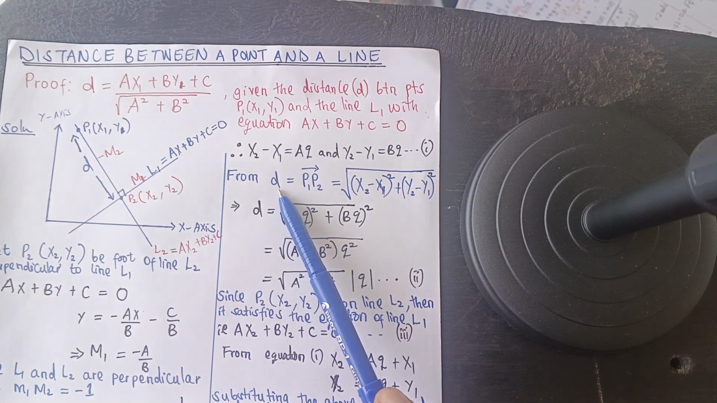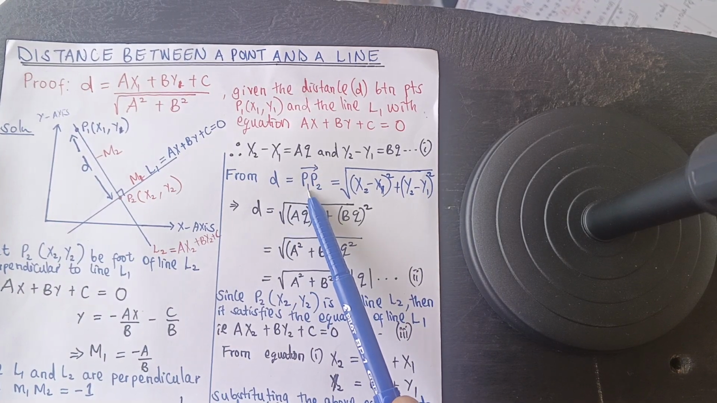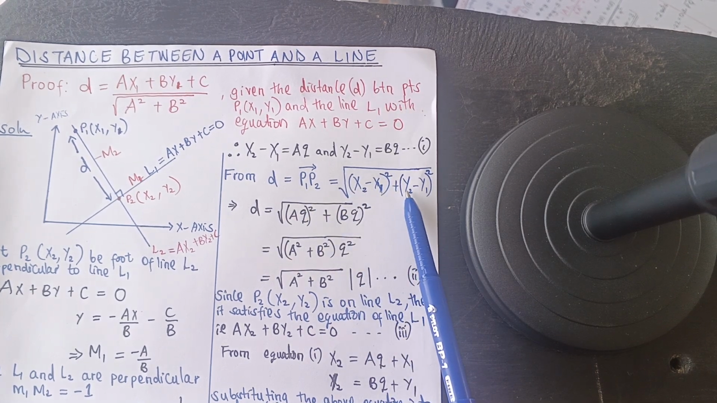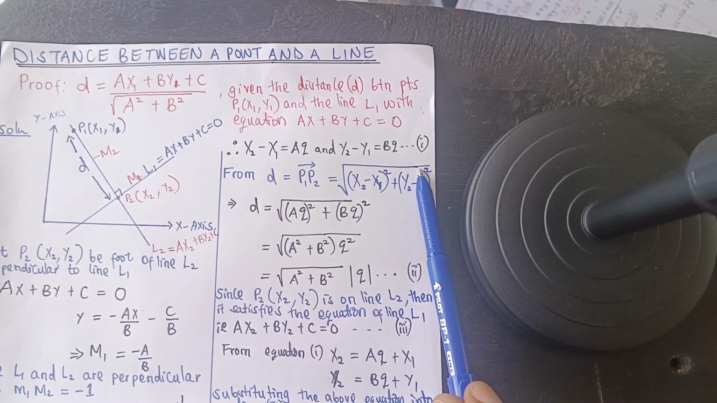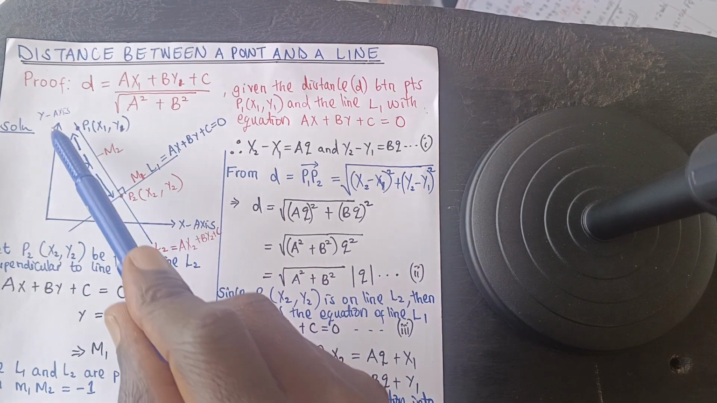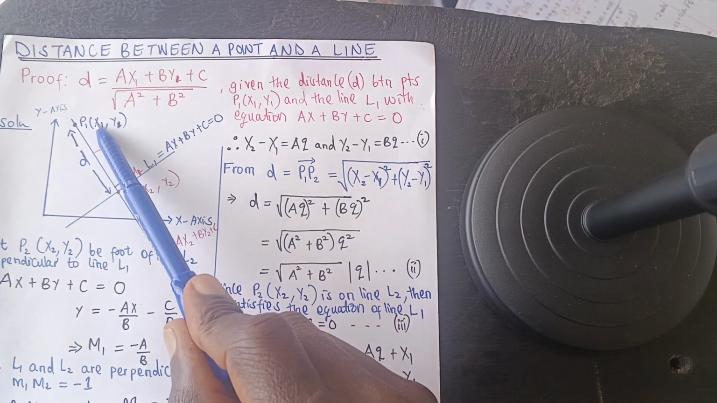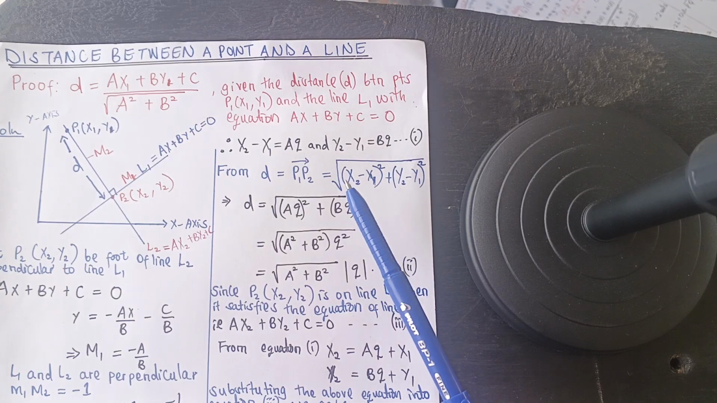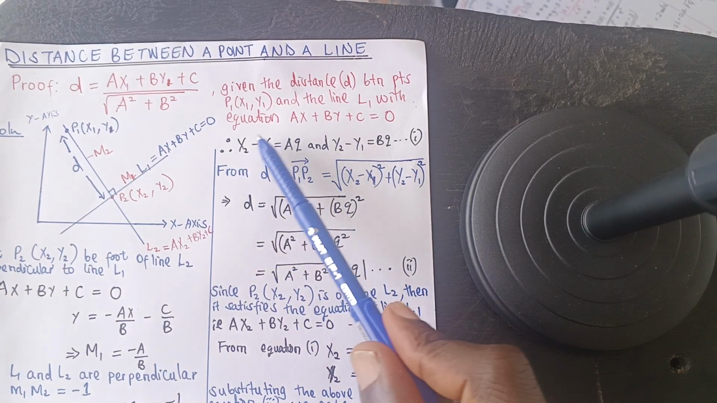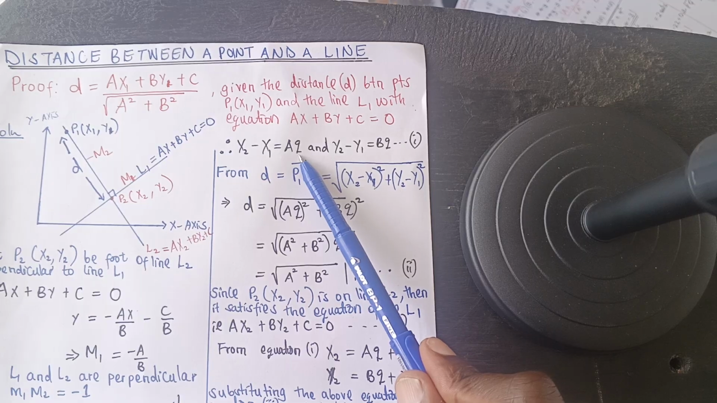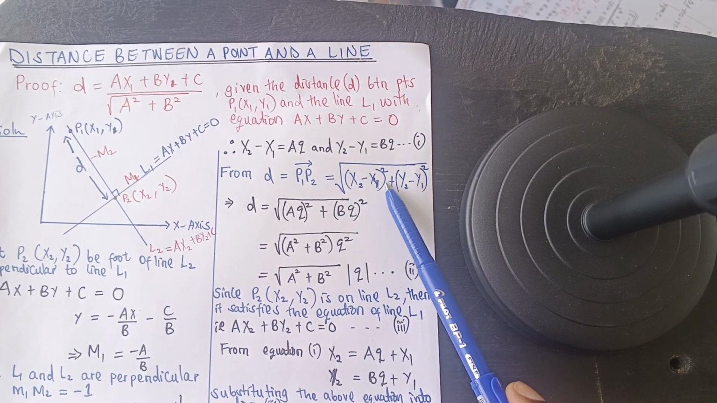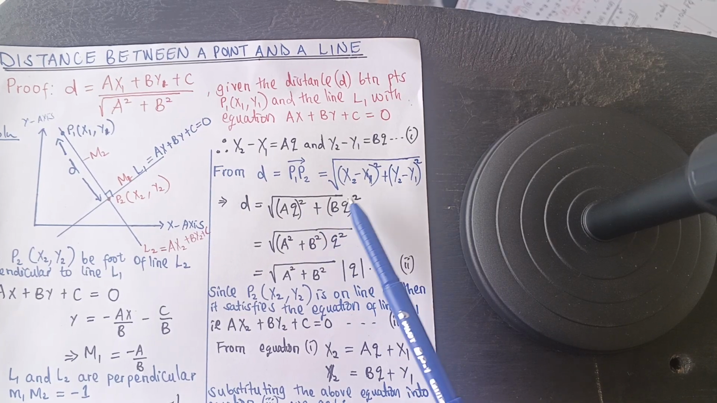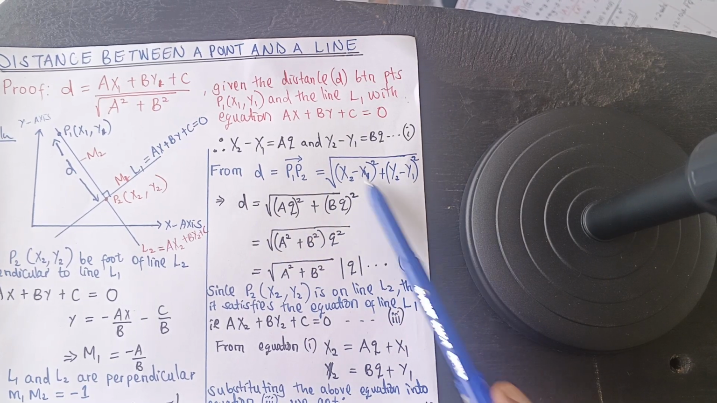Then the distance P1P2 is given by the square root of (x2 minus x1) squared plus (y2 minus y1) squared. So we are going to define the distance from here to here. It's going to be the square root of (x2 minus x1) squared plus (y2 minus y1) squared. But we already said that x2 minus x1 is equal to aq, so we are going to replace x2 minus x1 by aq. So it's going to be the square root of (aq) squared plus (bq) squared.